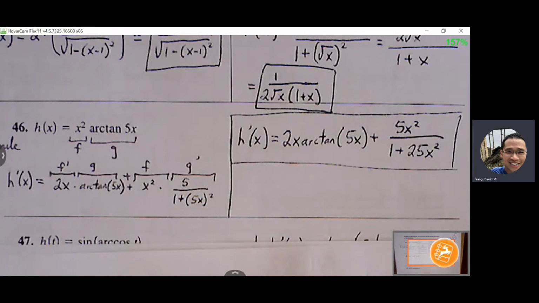Just a little bit of a chain rule. Sine of u becomes cosine of u times u prime, right? It's not product rule. It's a function within a function. Okay, try 47.